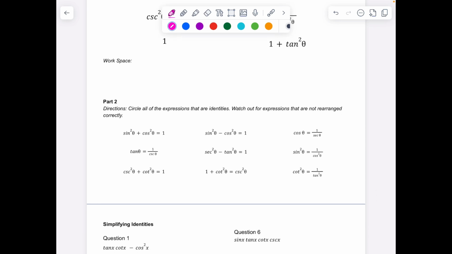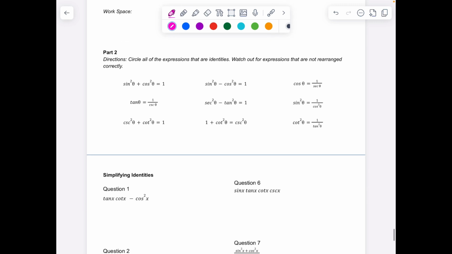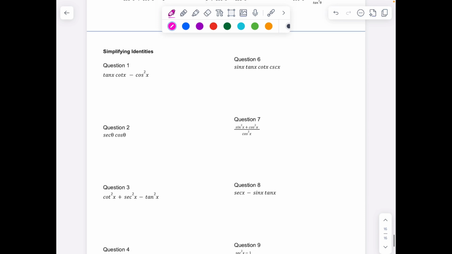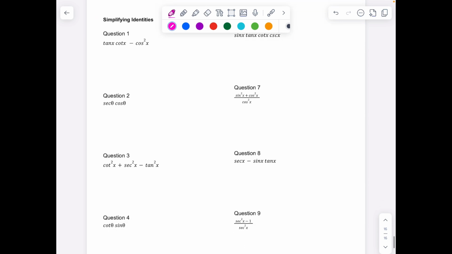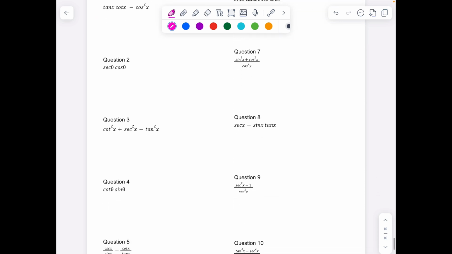Watch out for ones that are not rearranged correctly. So you're circling ones that are identities. And then the last part is simplifying identities. You should have your work shown underneath. These are like the samples from the notes.